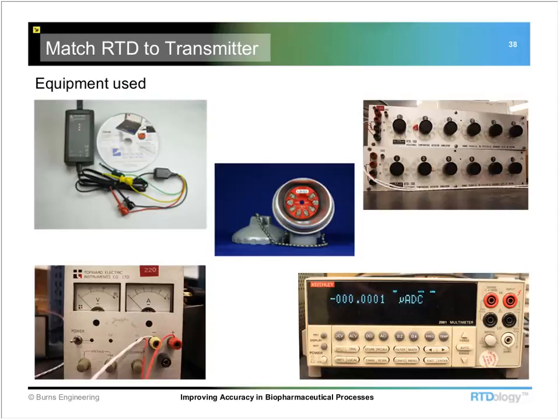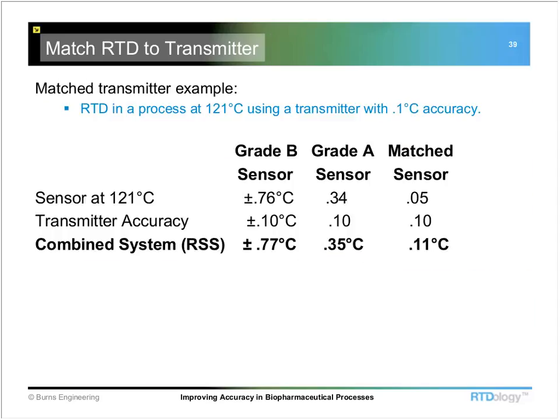Some of the equipment that is needed to do the matching might be a decade box, so you can plug in the resistance of the sensor and use that along with an ammeter, a high accuracy voltmeter, and a power supply. That way you can go ahead and set it up. Others, again, may use a software package to do the programming, and the RTD manufacturer or your own lab can calibrate that sensor, generate the coefficients, and match it up that way.